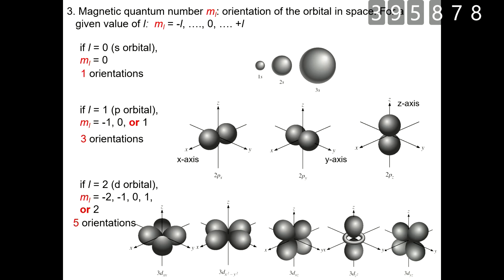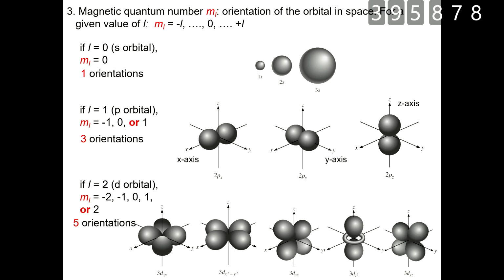So when the shape of the electron orbital is p, it has 3 orientations. It means it has 3 different electron orbitals. Okay. So when L equals 2, we call it d orbital, right?